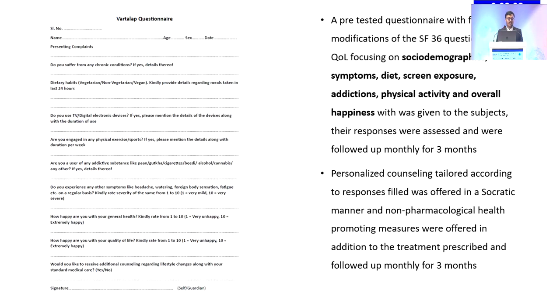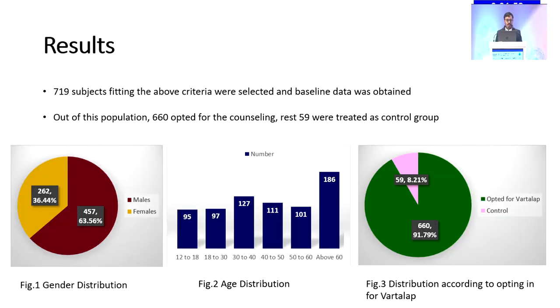Informed consent was taken from all adults, and assent was obtained from minors with consent from the parents. This is the questionnaire that we have used, which was a modification of the SF36 questionnaire, and personalized counseling was given in a Socratic manner. Coming to the results, we found 719 patients, of which 660 opted for the counseling and the remaining 59 were treated as the control group. Of these, 36.44% were females, and the maximum age group was above 60 years.